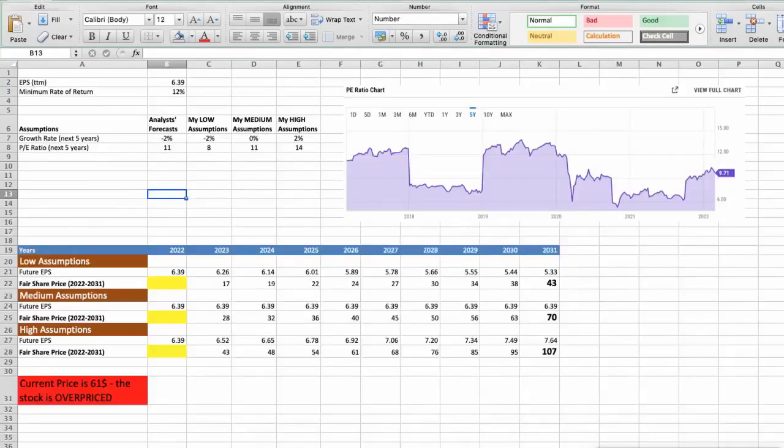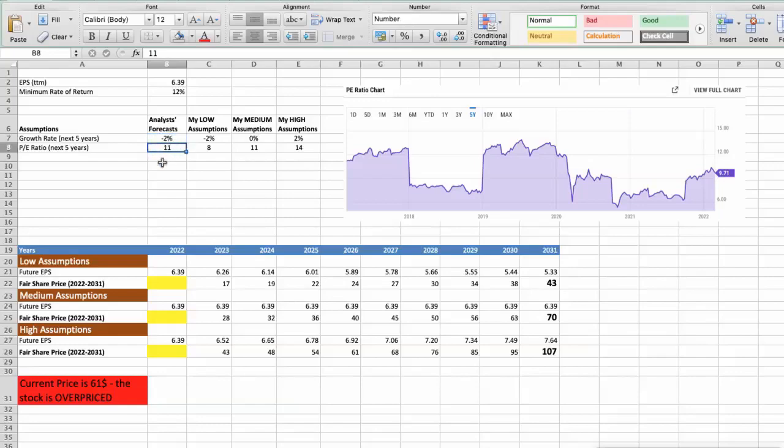Second model. Valuation based on earnings per share. This spreadsheet contains another financial data that we will use for the stock valuation. The current earnings per share for the company is 6.39. Minimum rate of return. I will use 12%. Because when we invest in individual stocks, we are looking for a higher return than the S&P 500. For Aflac, analysts forecast growth rate around -2% per year in next 5 years, and future PE around 11.